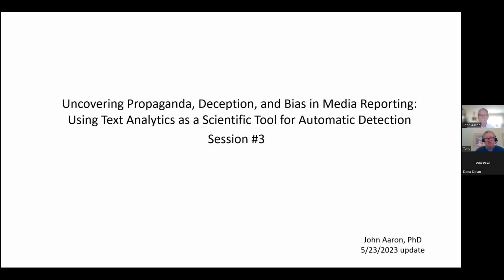We'll get started now. So today's session is uncovering propaganda, deception, and bias in media reporting using text analytics as a scientific tool for automatic detection. This is part 3. Session 3 explores the underlying concepts of computer-generated text, how to identify it using Wordstat in combination with other statistical tools, how it can be made useful when used in good faith, and how to avoid being deceived by it. The session also compares the intelligence approach of AI versus the actual method of intelligence found in the human brain.